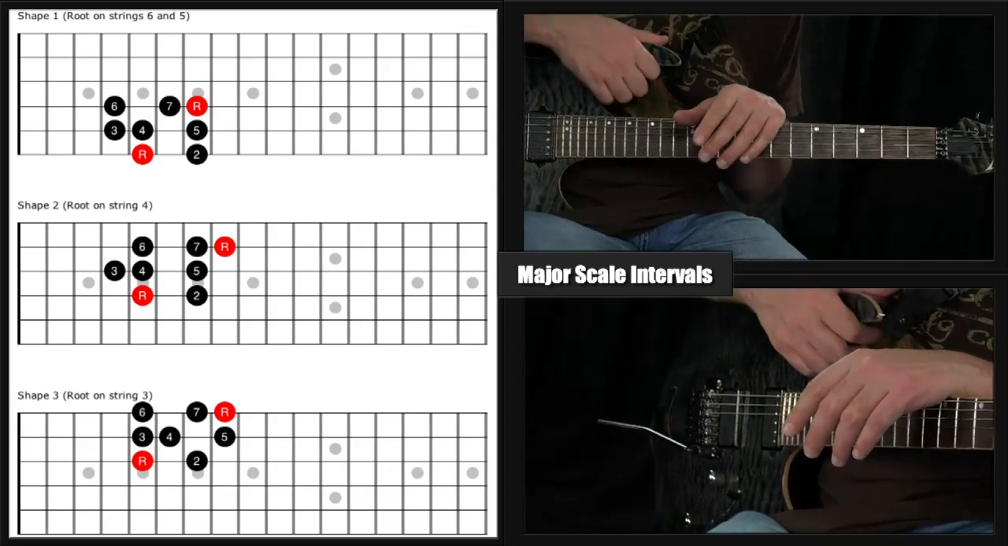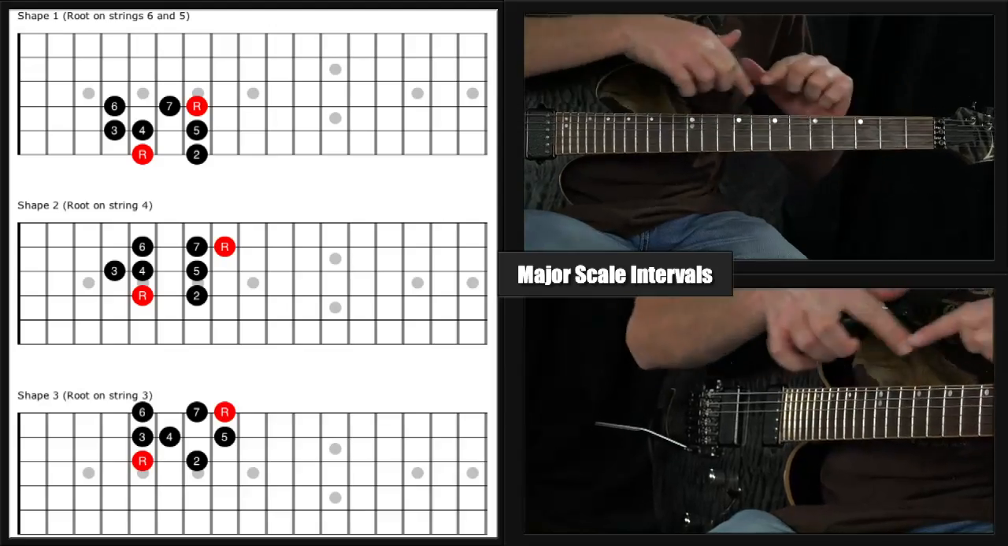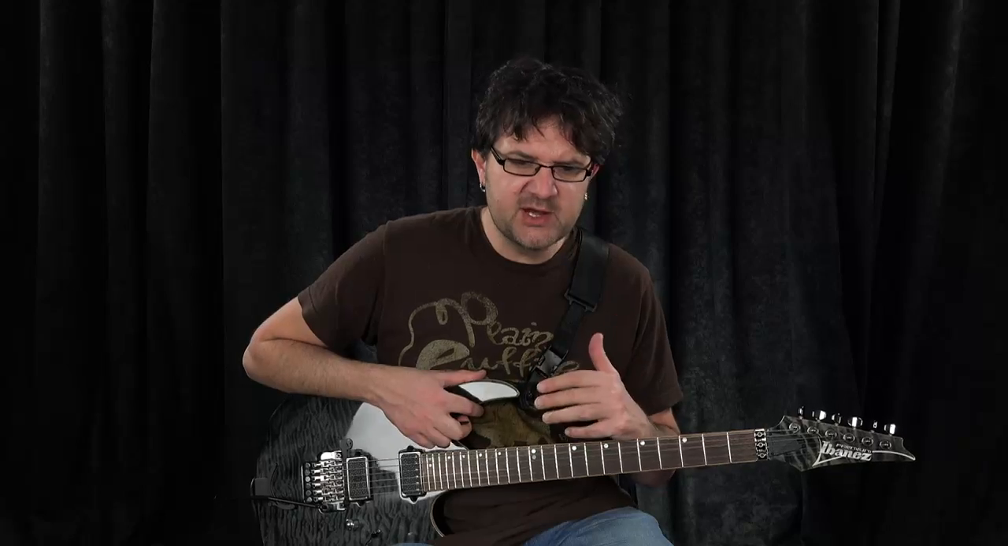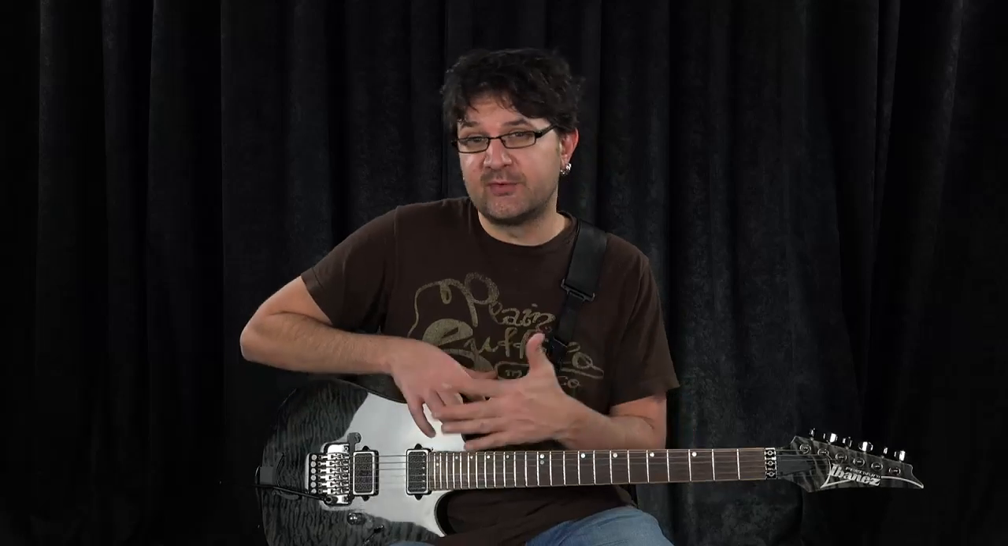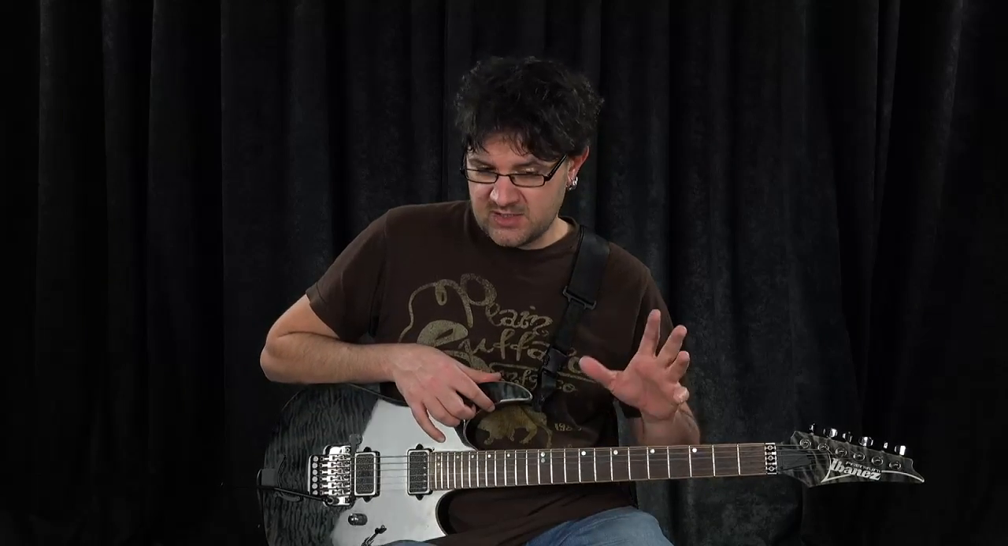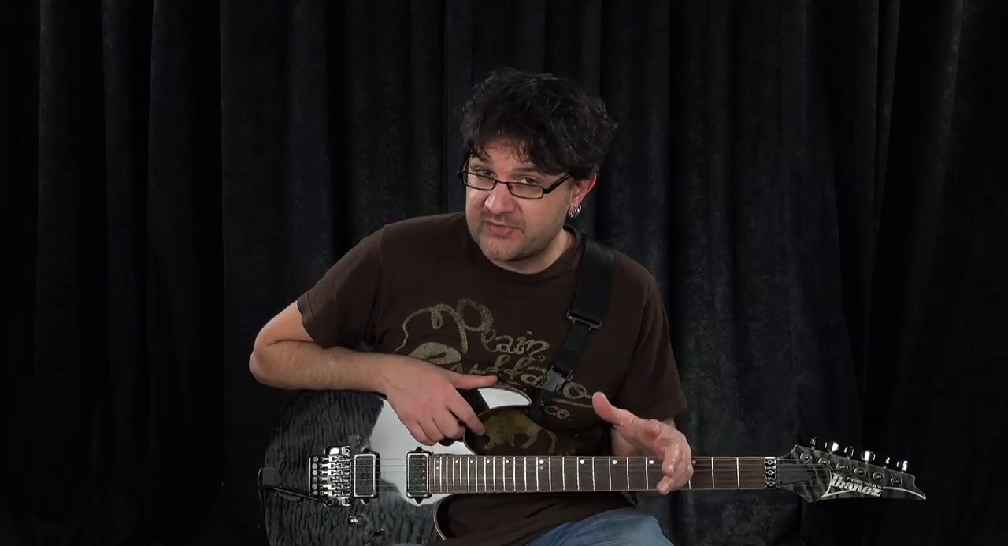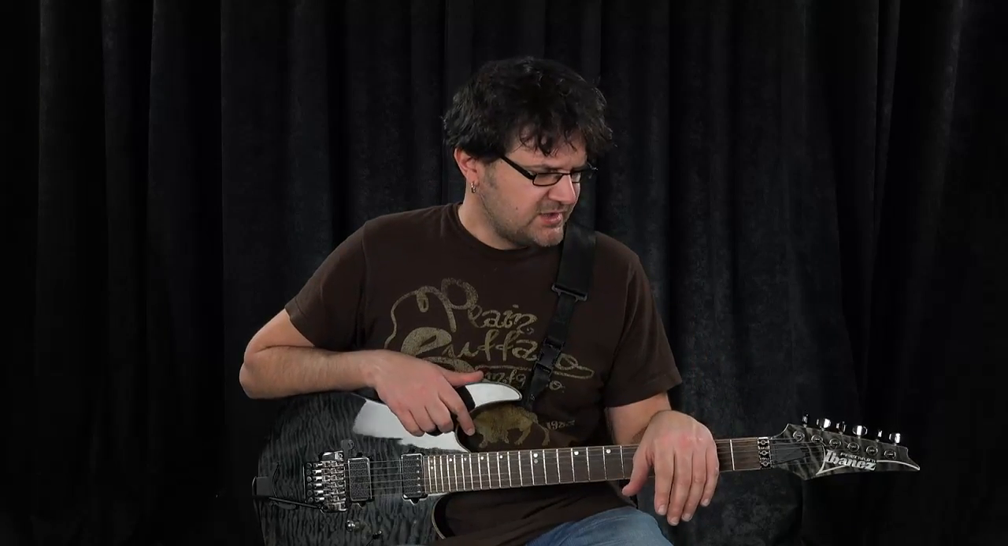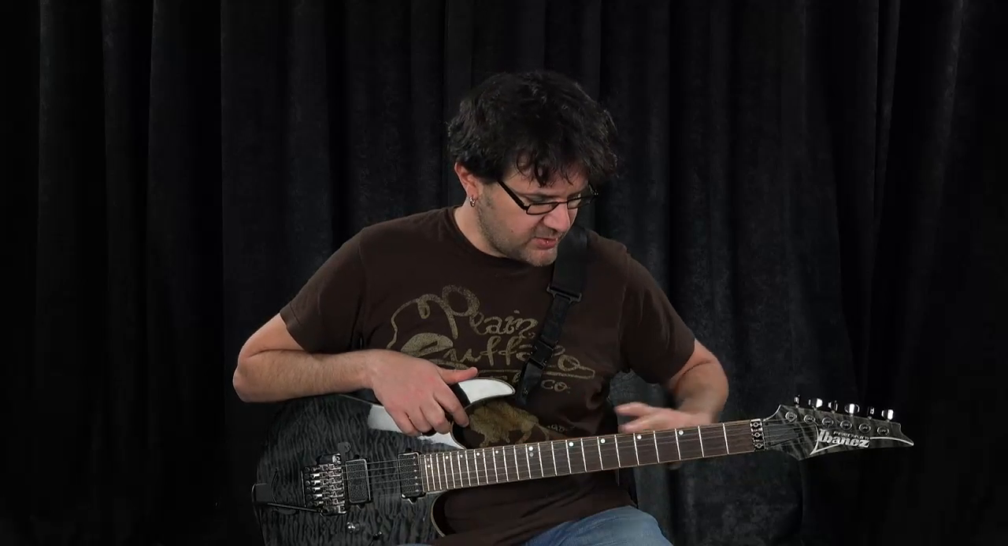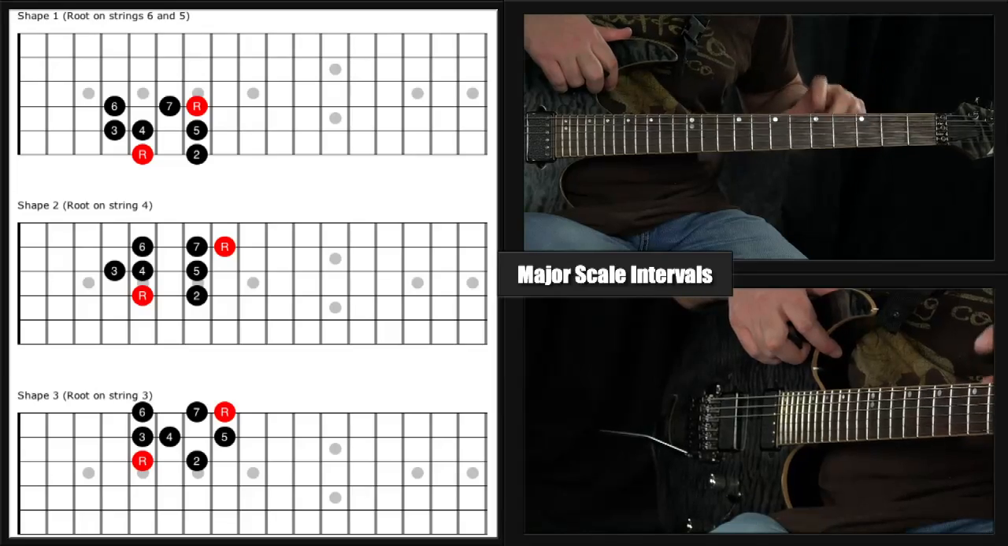So we're going to do the same exercise that we did, that pathway. Like a landing note will become a new root and so forth. And we're going to try to use the proper shapes depending on where your root is. And this is going to be a mental exercise. The starting point is going to be the low E string, fifth fret.